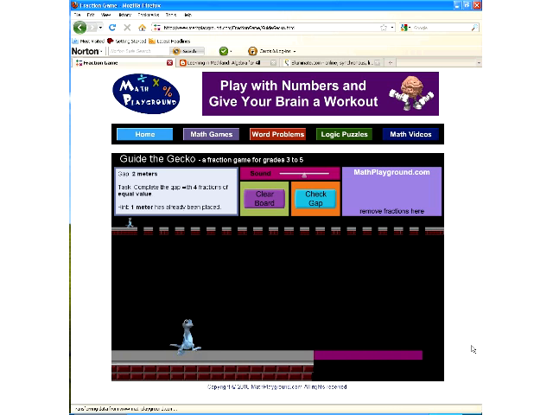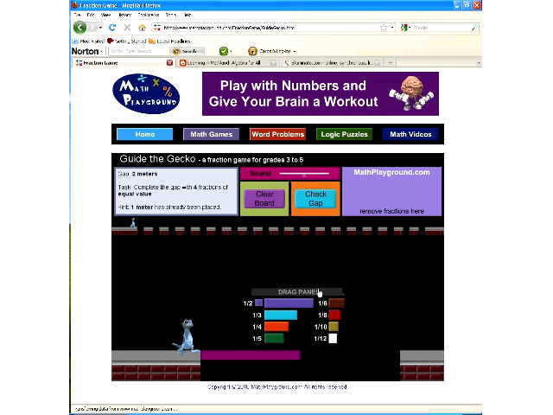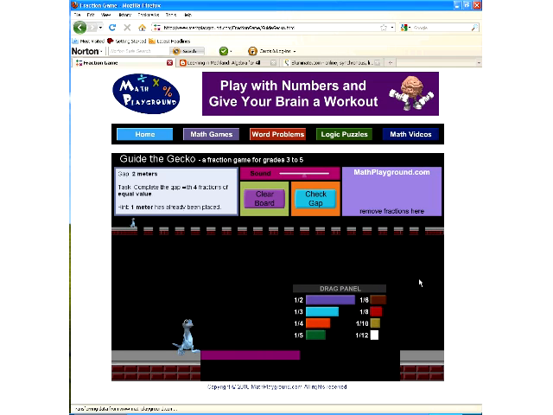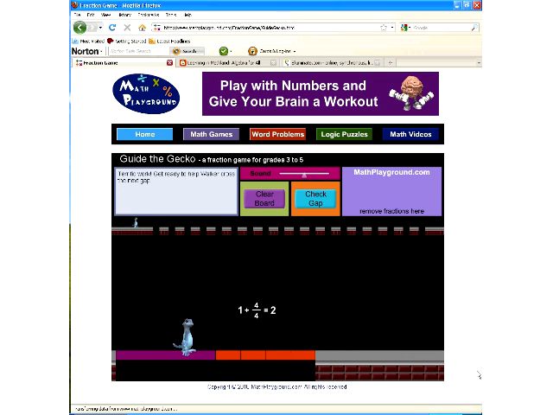Okay, now it gets a little bit trickier because our gap is 2 meters, not 1 meter. But 1 meter has already been placed, so in that sense, it's the same problem as before. Except now we have to use 4 fractions of equal value, so we're going to use 1/4. And that ought to do it.